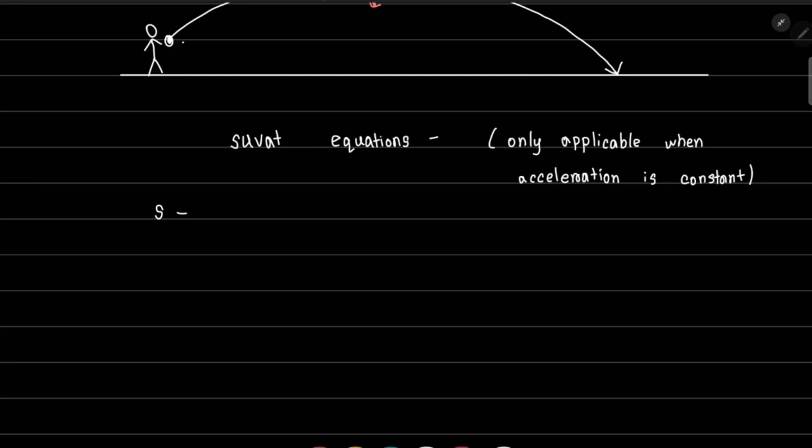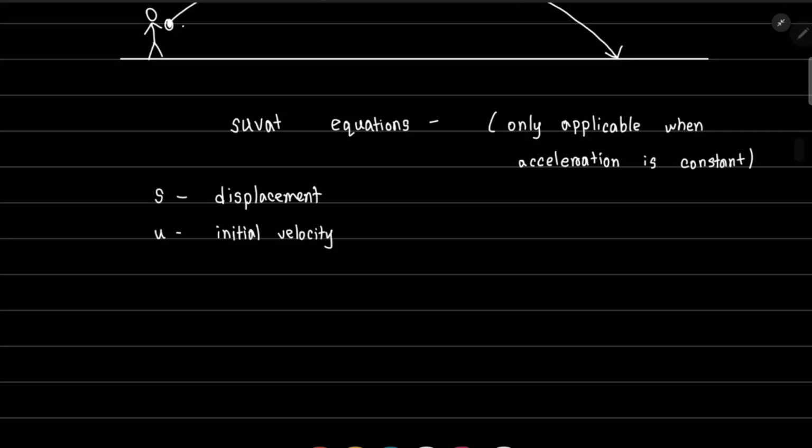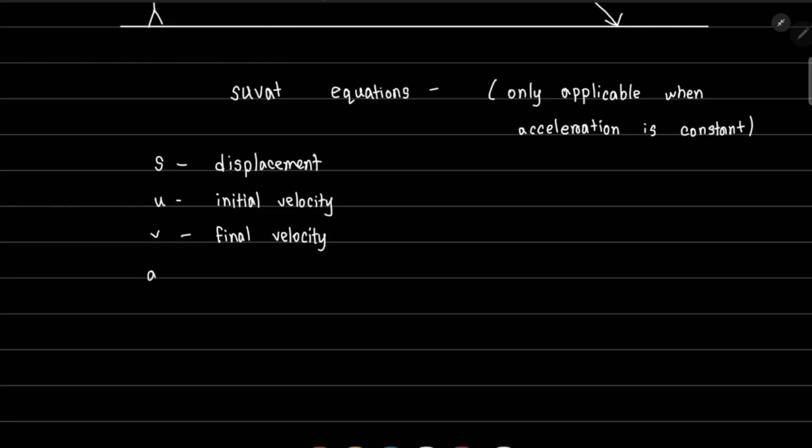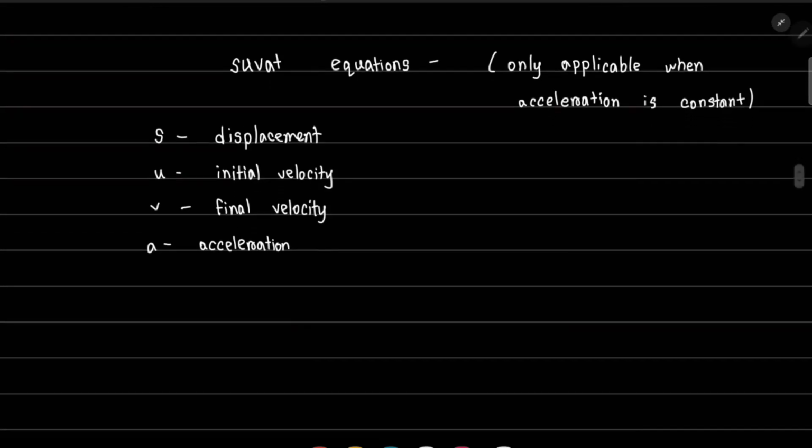Now the letters in SUVAT mean this. The S stands for the displacement, the U stands for the initial velocity, the V stands for the final velocity, the A for acceleration, and the T for time.